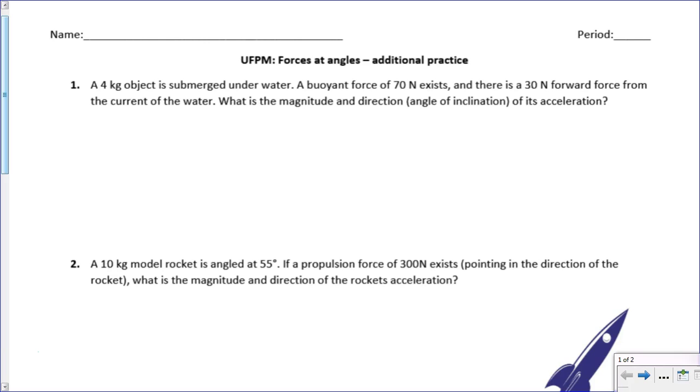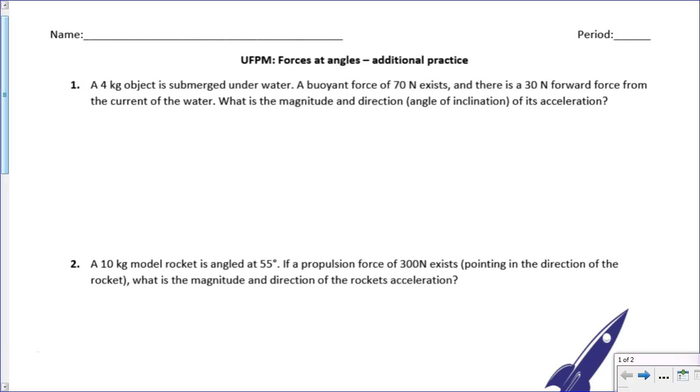So in this first problem, it says that we've got an object underwater. Hopefully underwater should indicate to you that there's a buoyant force, but then I directly say it there. And then I said that there's a forward force coming from the current of the water, and I ask you to figure out what the magnitude and the direction of its acceleration are.